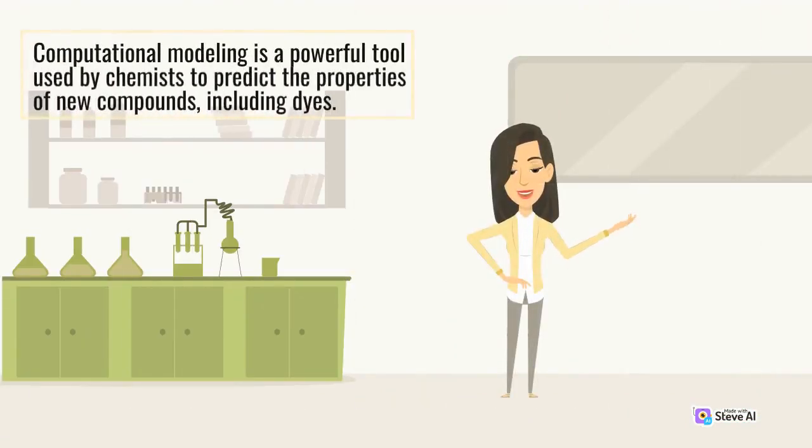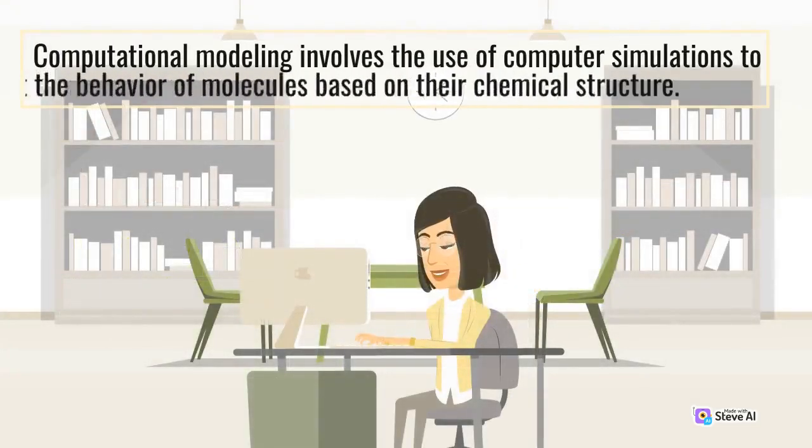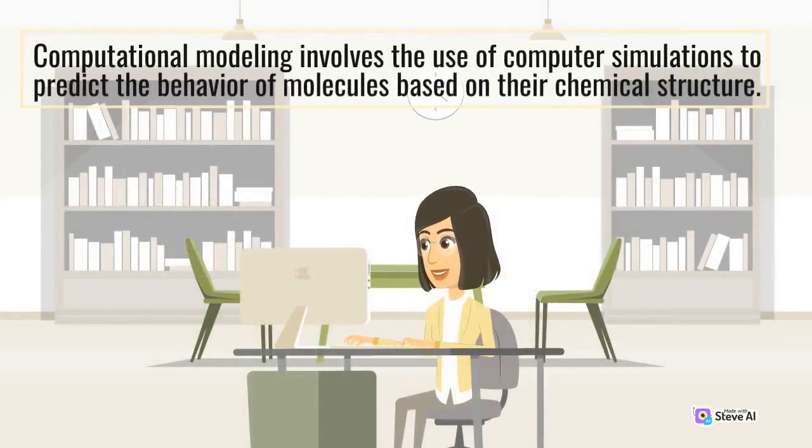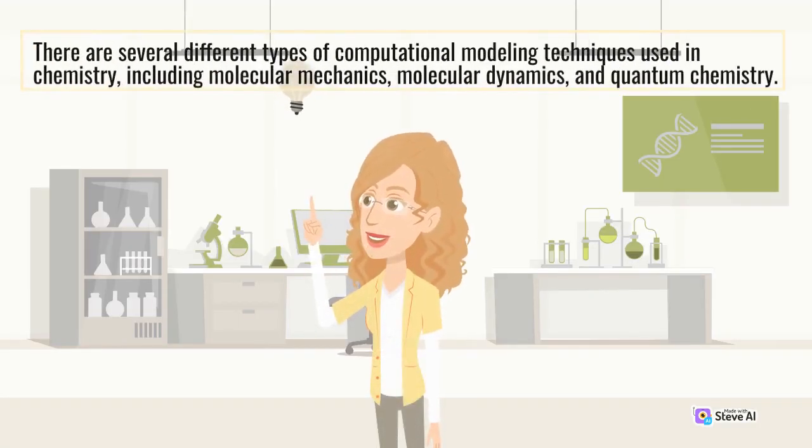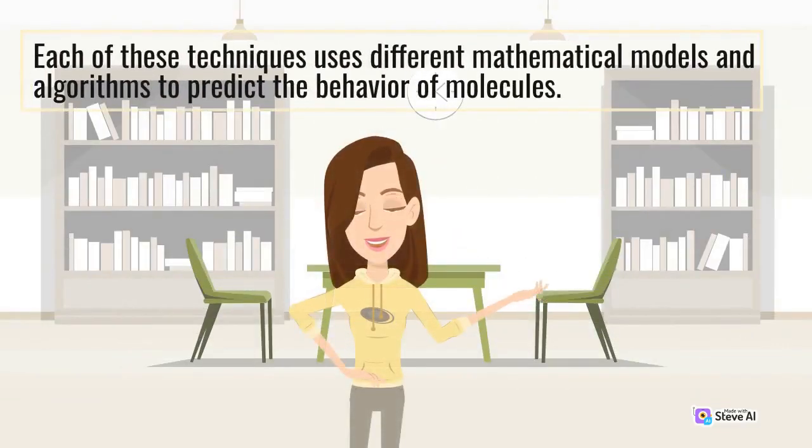Computational modeling is a powerful tool used by chemists to predict the properties of new compounds, including dyes. Computational modeling involves the use of computer simulations to predict the behavior of molecules based on their chemical structure. There are several different types of computational modeling techniques used in chemistry, including molecular mechanics, molecular dynamics, and quantum chemistry. Each of these techniques uses different mathematical models and algorithms to predict the behavior of molecules.